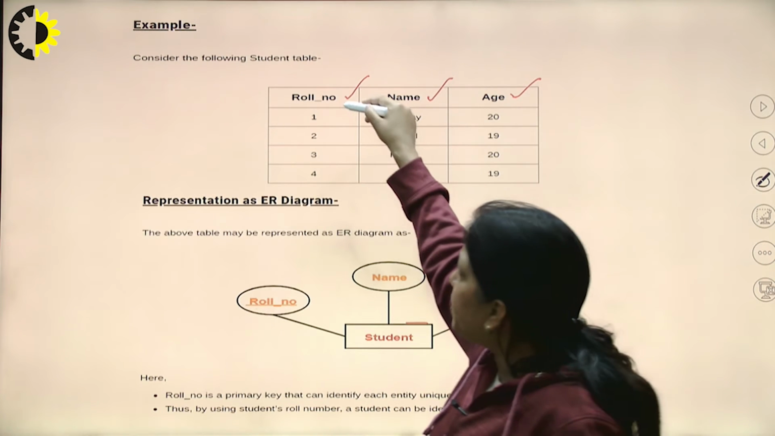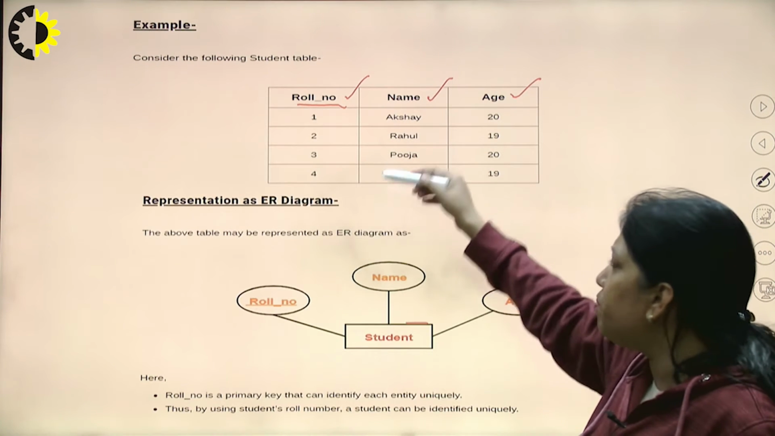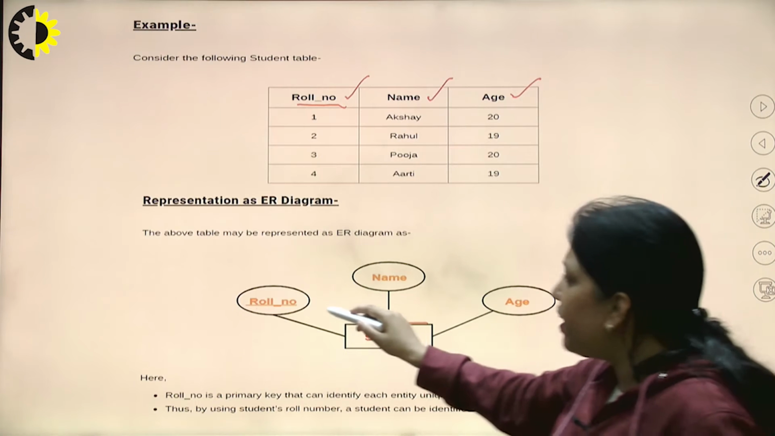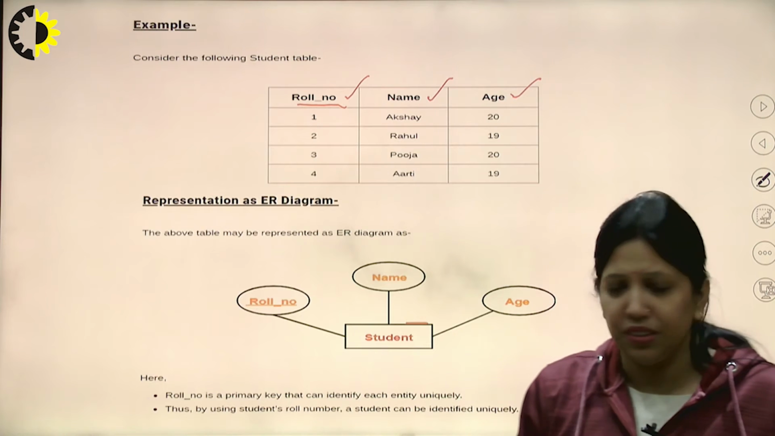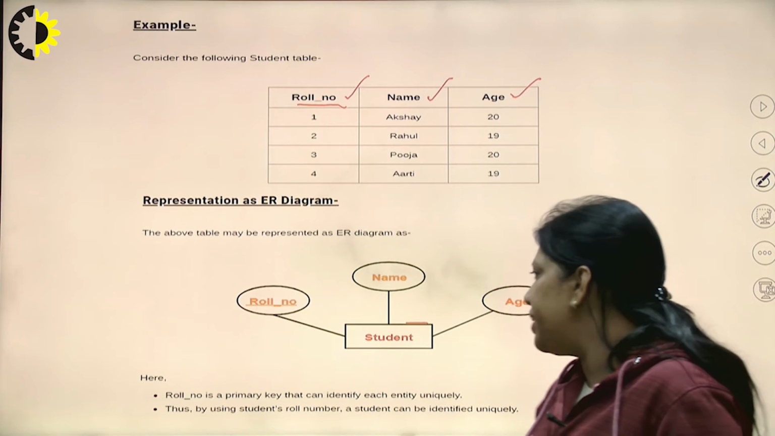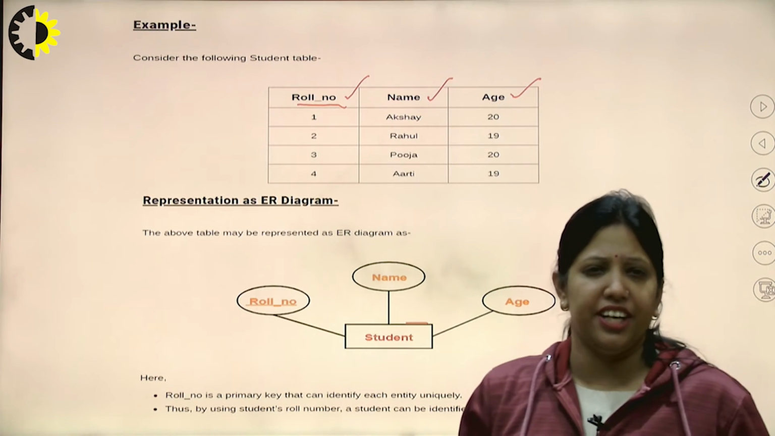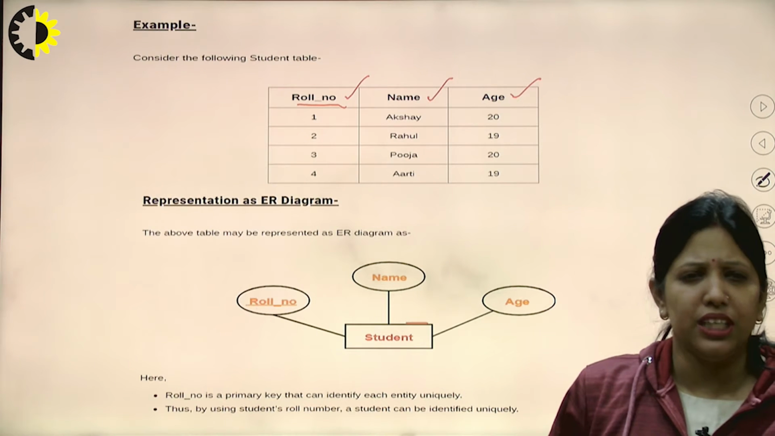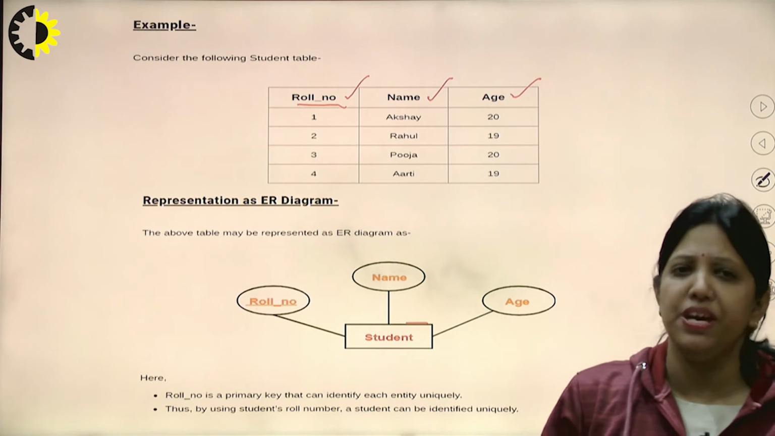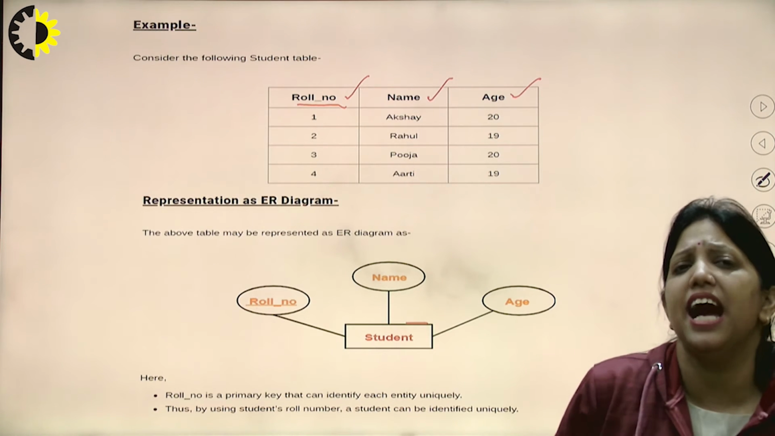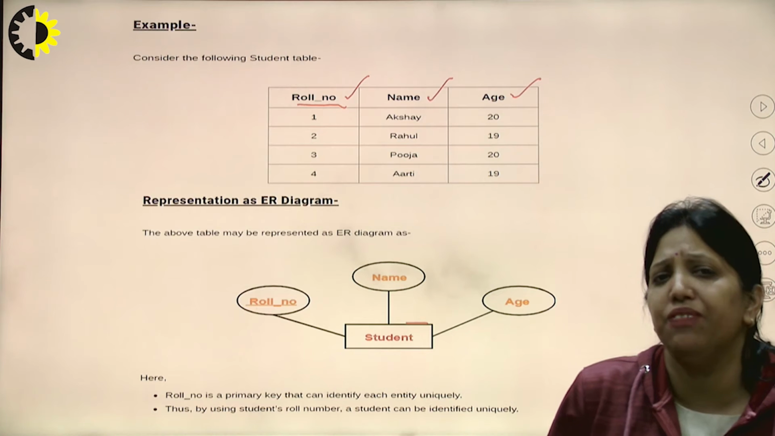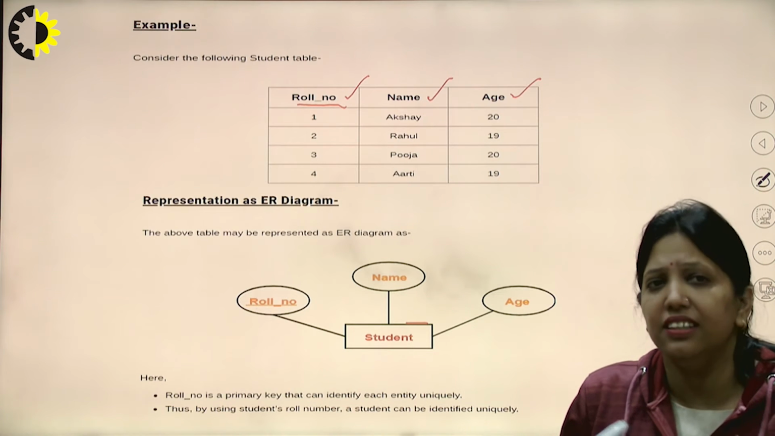Roll number is the primary key of this table because the roll number of each student is different. So we will add this roll number as a key attribute and we will underline this attribute. So the roll number is a primary key that can identify each entity uniquely. Thus, using the roll number, a student can be identified uniquely. A primary key is that on the basis of which we can uniquely identify each entity of the entity set.